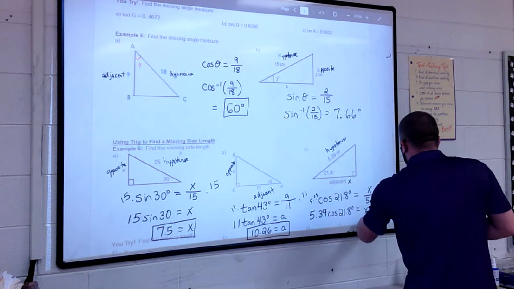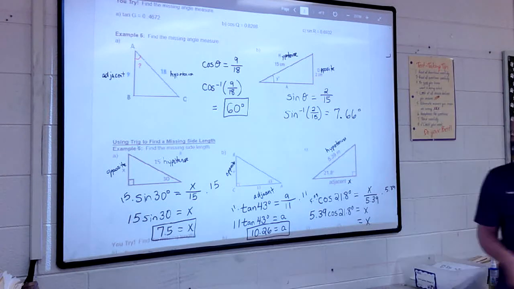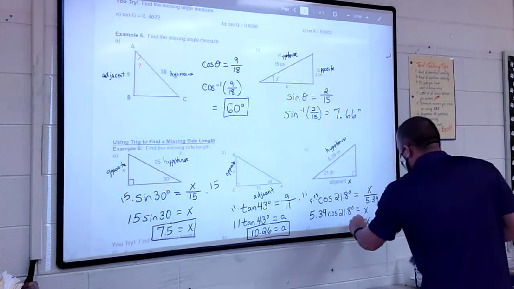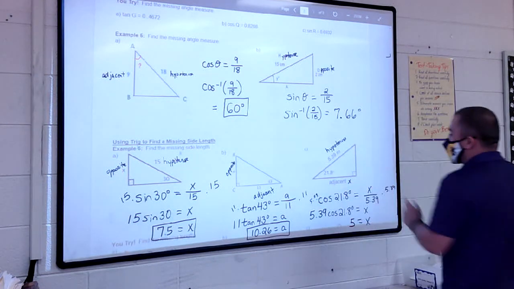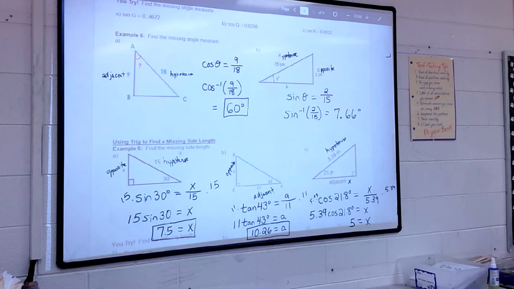And now I get to just type that right into my calculator. I know there's decimals there, but it doesn't make it any harder. Just type it in, 5.39 cosine 21.8, close the parentheses. I get 5.00, so it's just 5 is that side length. We know that this side right here is 5, and we figured that out by using cosine.